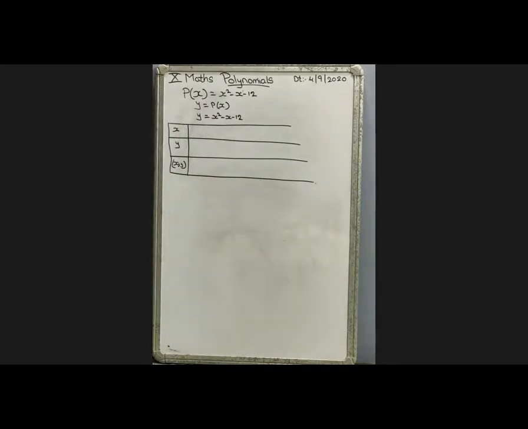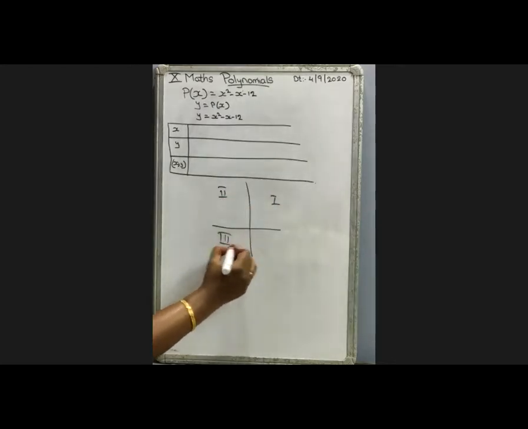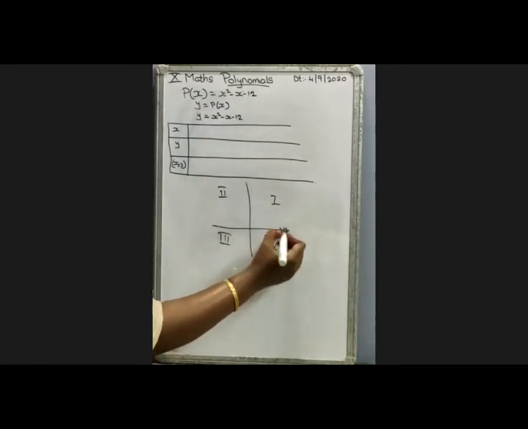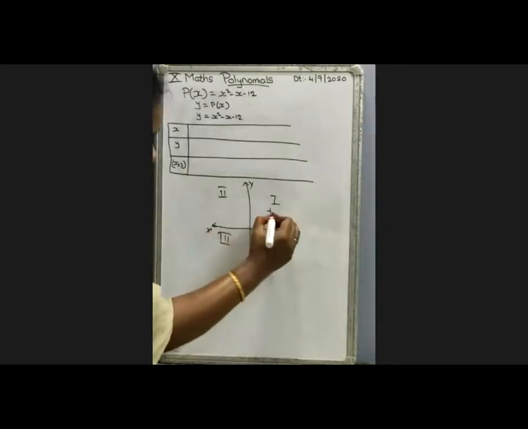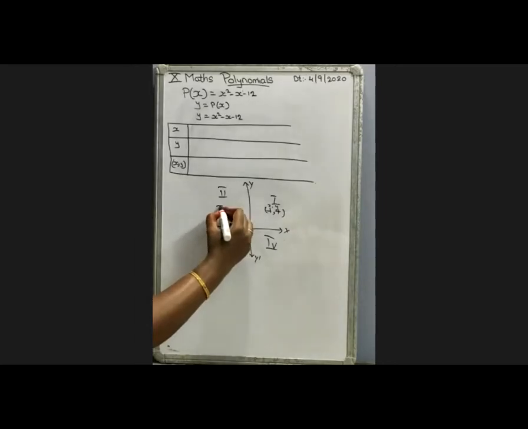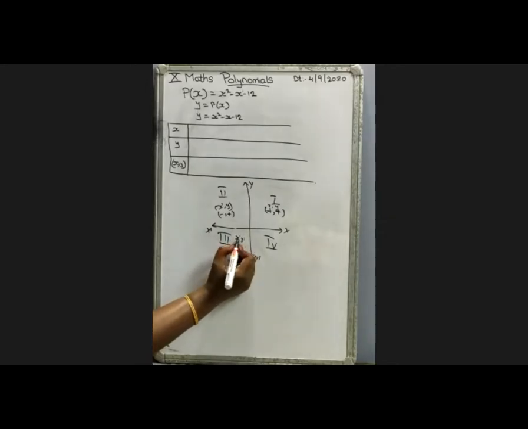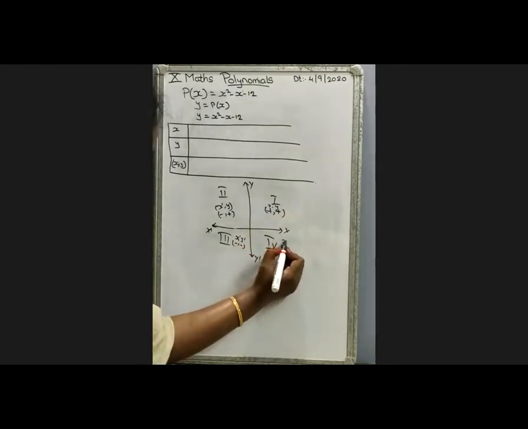In the previous class we discussed the graph. Yes or no? First coordinate, second coordinate, third coordinate, fourth coordinate. This is x-axis, this is y-axis, this is x dash, this is y dash. In the first quadrant, x value is positive, y value is positive. Here, x dash y means negative, positive. This is x dash y dash, means negative, negative. And this is x comma y dash, means positive, negative.